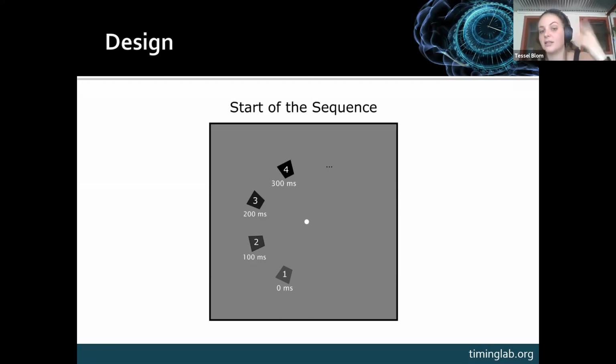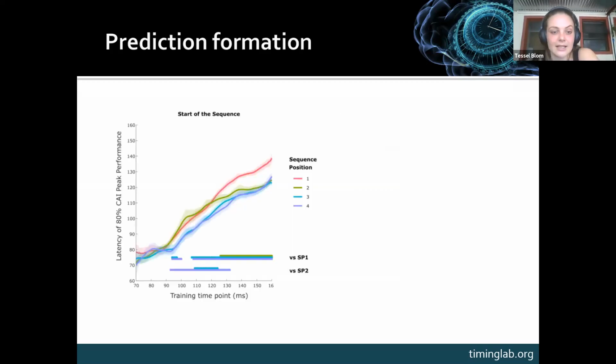So we look at all of these individually and see when these neural representations are activated in these stimuli. And what we found is that on the x-axis here, you see training time points. So that's the point in time when we train the classifier, which we can basically look at as increasing neural representation. 70 milliseconds is the earliest time point where there's information, and then it progresses to later time points.